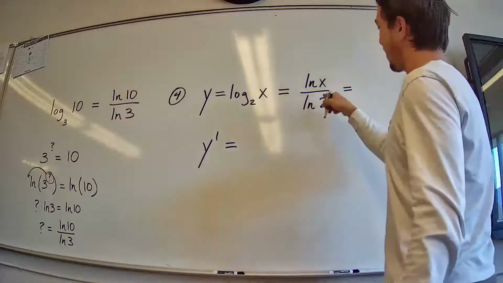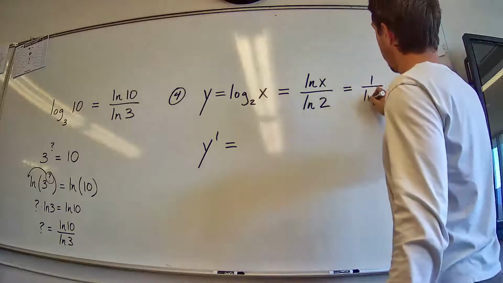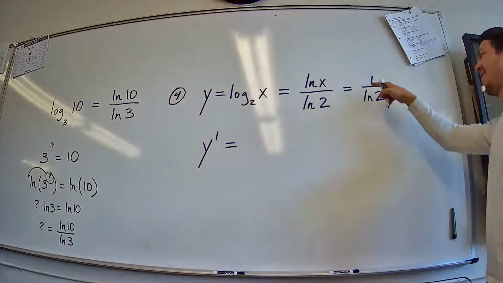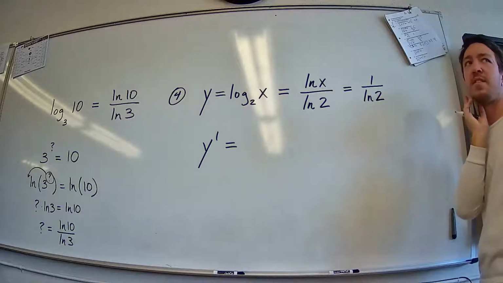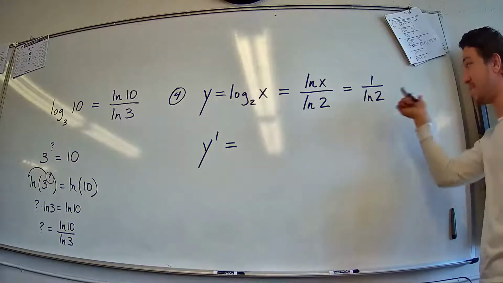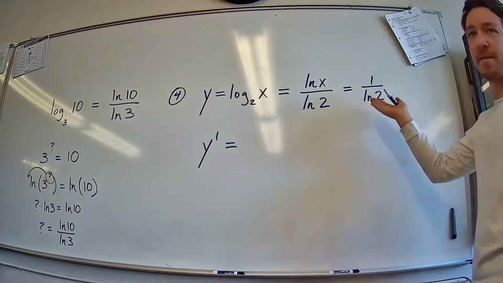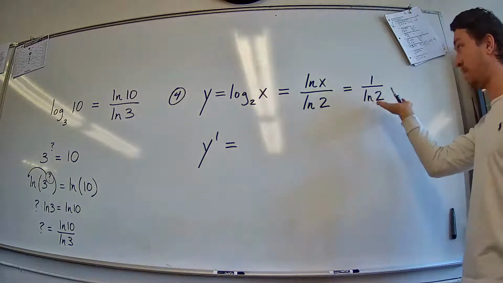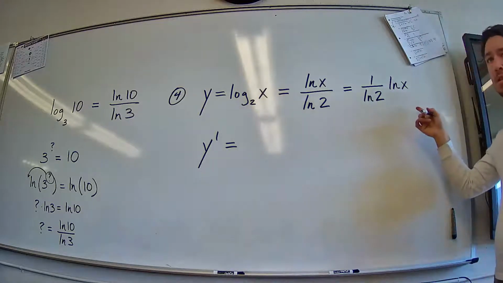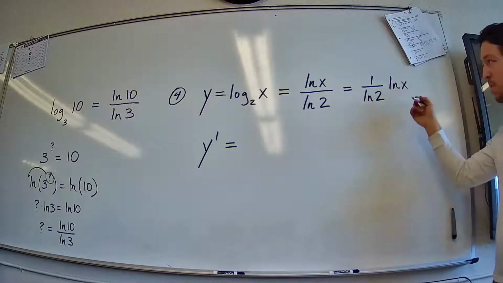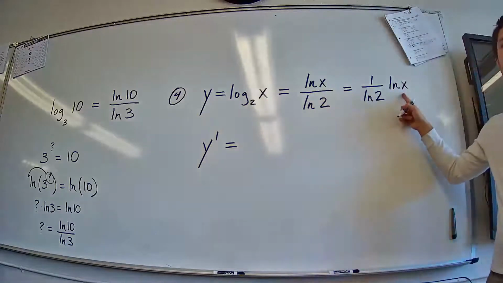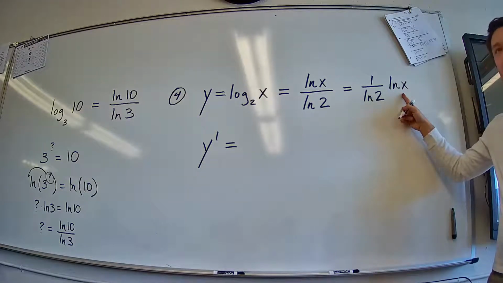I'm going to say, wait a second, what is that? Natural log of 2 is scary, but the simple answer is it's a number. Is this really any different than a 3 or a 7? It's just a number. Watch how easy this is going to be then. So you're telling me that the log base 2 of x is really just a multiple of natural log of x. So what's the derivative going to be?